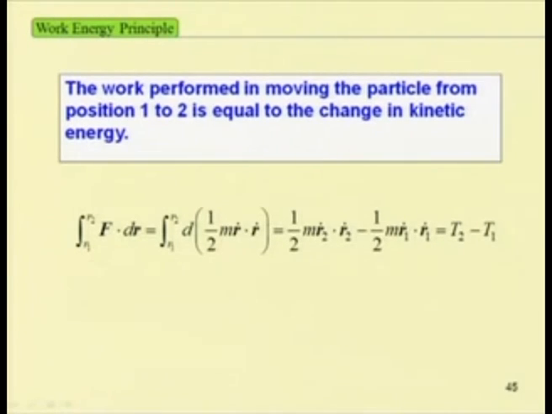Work done equals F dot dr, from position r1 to r2, so this is the work done. This work done equals the change in kinetic energy. One can write F equal to m r double dot, so this can be written as d of half m r dot squared, which equals T2 minus T1. So the work done in moving a particle from position 1 to 2 equals the change in kinetic energy of the system.